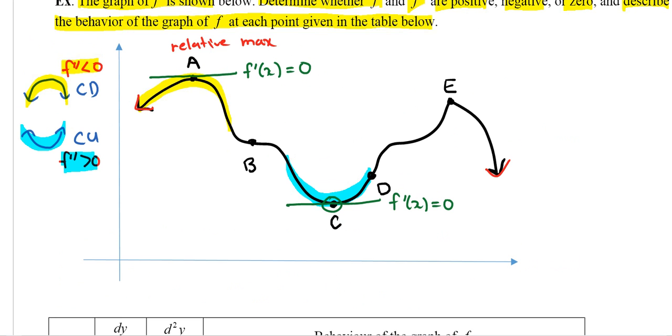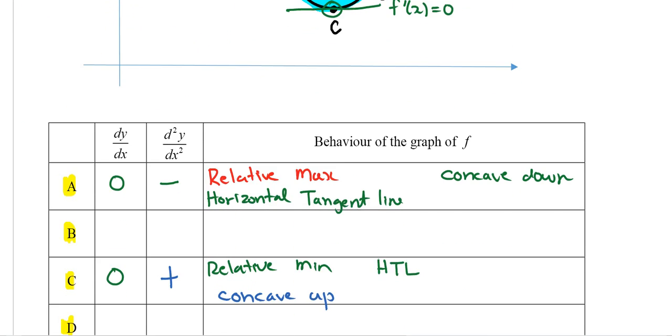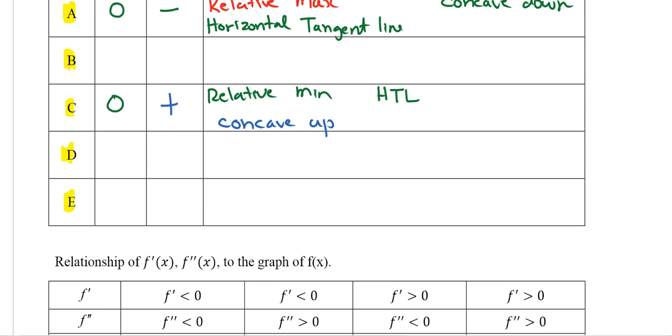Another good point that you could analyze here is point E. At point E, I don't have a smooth curve. It looks like I have some kind of a cusp here. If you have a cusp at this point, it's not differentiable at that point. And if it's not differentiable, then at E you don't have a derivative. So we'll say that the derivative does not exist. There's no slope at that point.